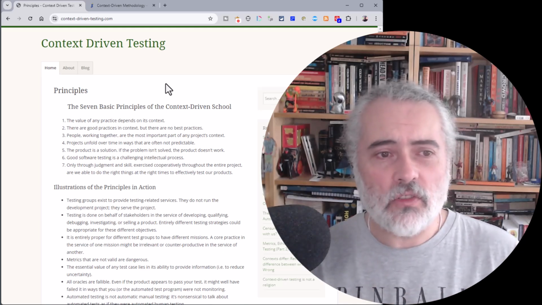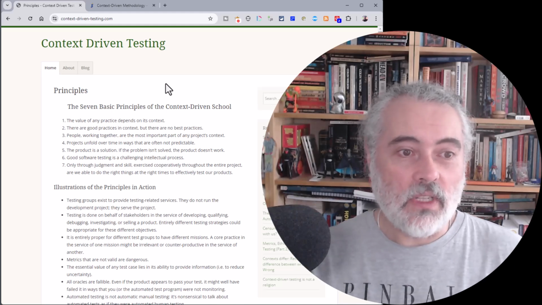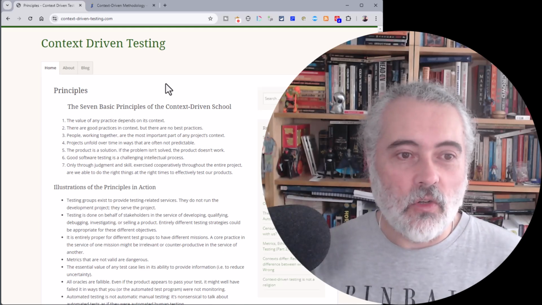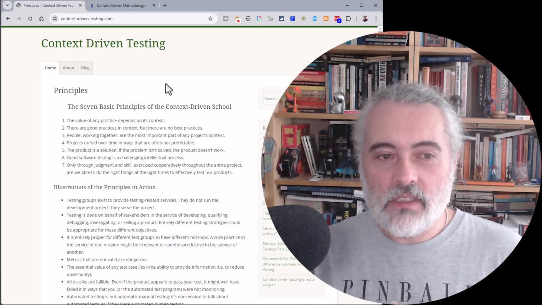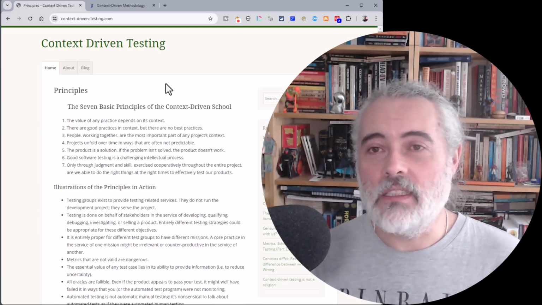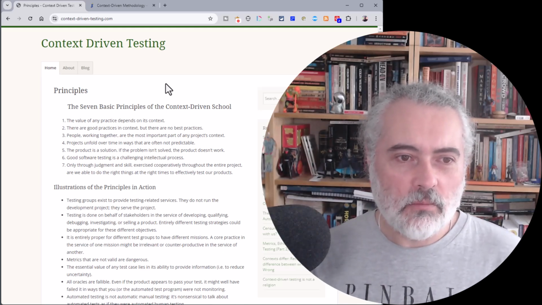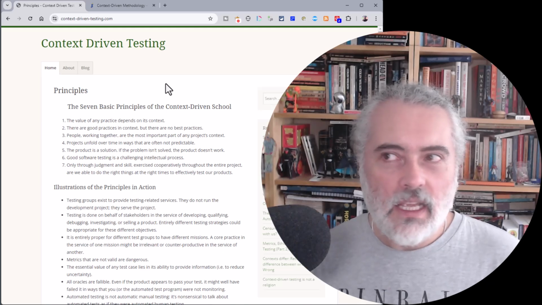There are good practices in context, but there are no best practices. Okay, that's fine. It depends how you define in context. But the most important thing is this, there are no best practices. That's the important statement there. That's fine. People working together are the most important part of any project context.